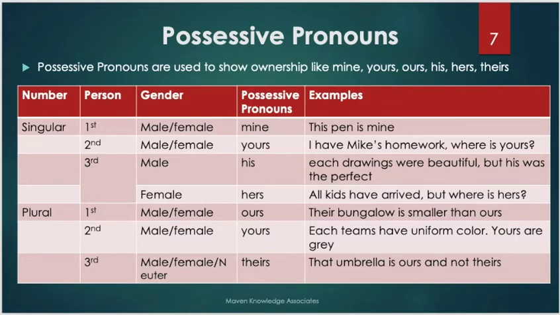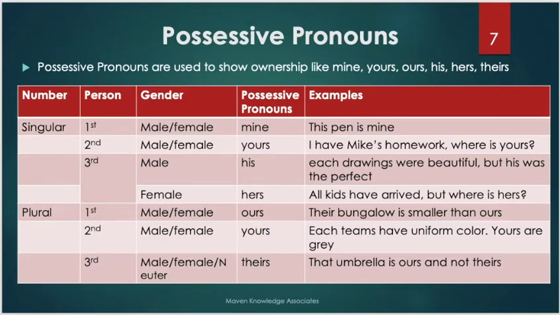In case of plural, that means in case of multiple people, in case of first person, we will use ours, both in case of male or female. Their bungalow is smaller than ours. So that means their bungalow is smaller than our bungalow. So instead of saying that, we are saying, their bungalow is smaller than ours. We are using s.